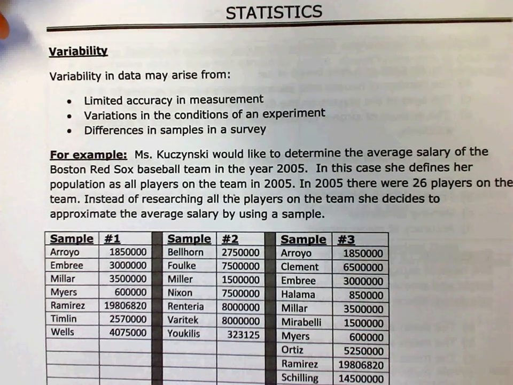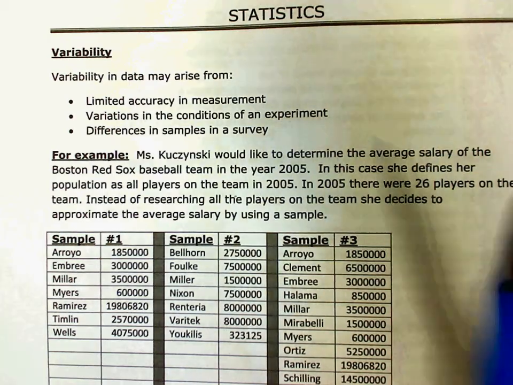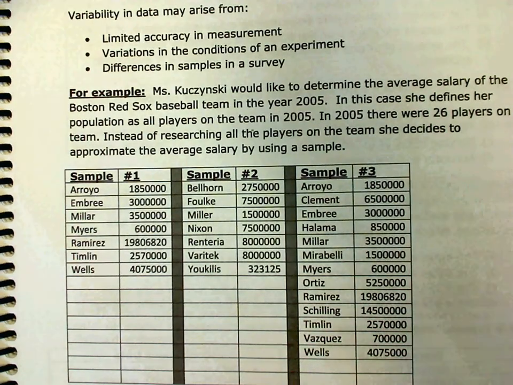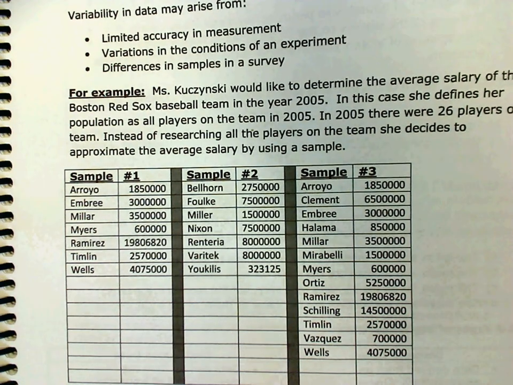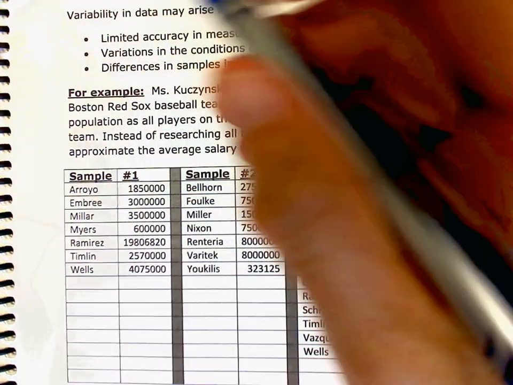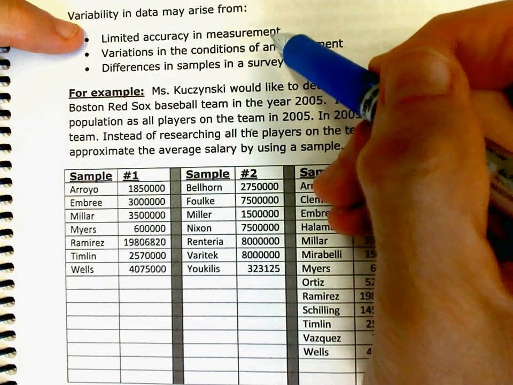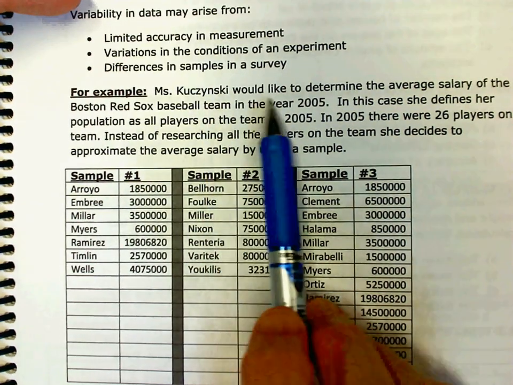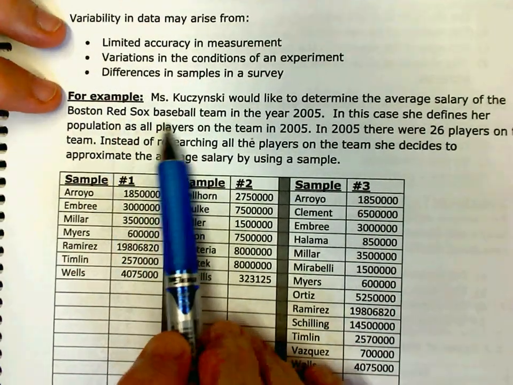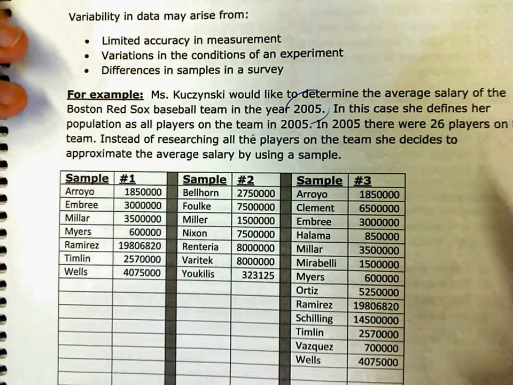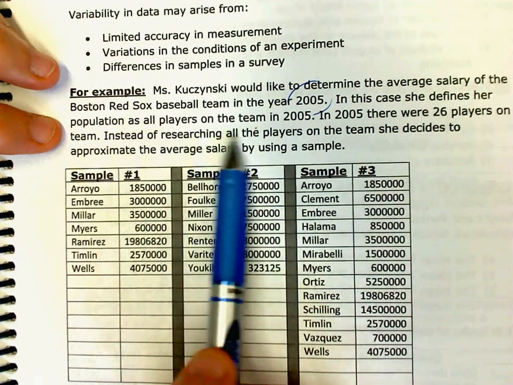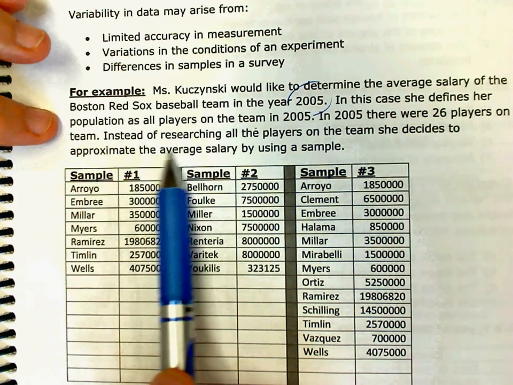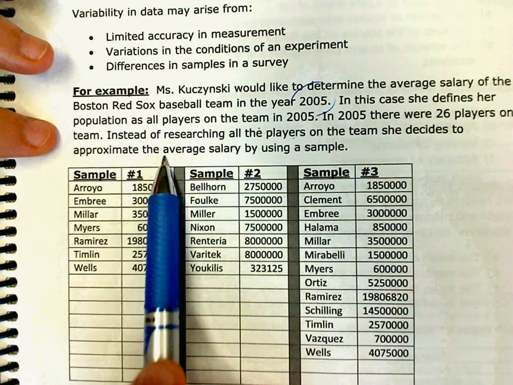Okay, let's talk about variability in data. We talked about inferential statistics, and the sample I choose may be different than the sample you choose, so the data, the information, is going to be different from sample to sample. So variability in data may arise from limited accuracy, variations in the conditions of an experiment, and differences in the sample. So here I am. I would like to determine the average salary of the Red Sox baseball team in the year 2005. In this case, I define my population as all players on the team. In 2005, there were 26 players on the team. Instead of researching all the players on the team, I decided to approximate the average salary by using a sample.